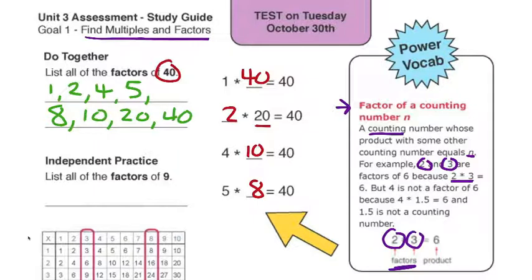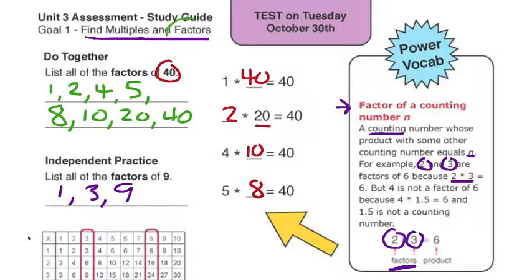Pause the video and you try the next problem. Alright, let's see how you did. Factors of 9 are 1, 3, and 9. Not quite so many. Great job. Now, our goal was to find multiples and factors.